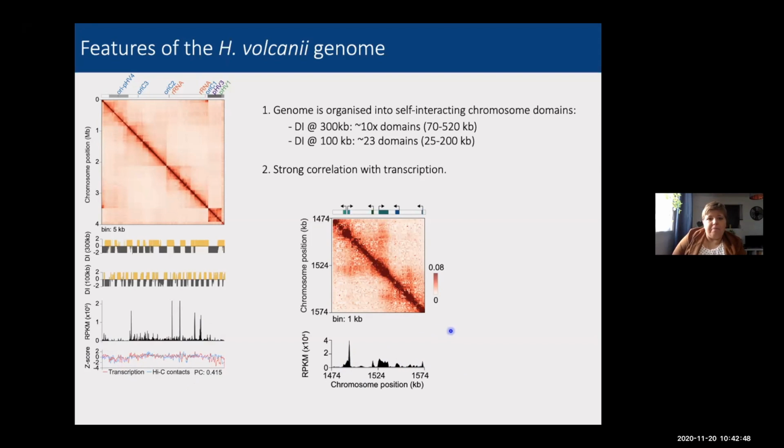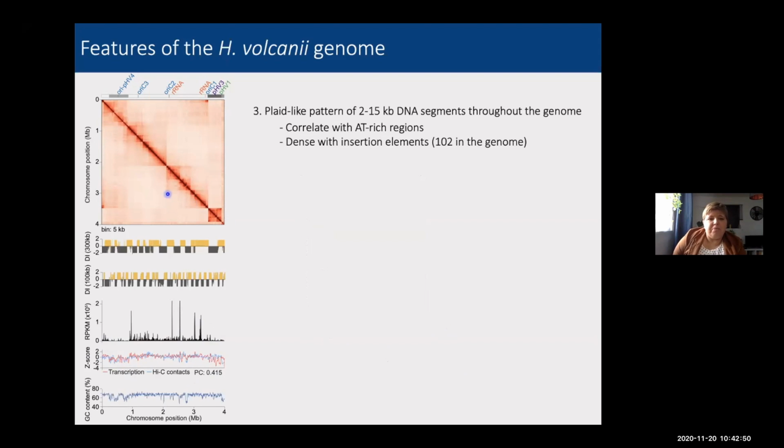And so then the third observation we made, and it was kind of hard to miss, were these plaid patterns throughout the genome. These are very similar, we also saw plaid patterns in eukaryotes and in the Crenarchaea, but these are much smaller. They're only 2 to 15 kb in size. And upon first inspection, they really seem to correlate with regions of, as I said, these AT rich islands. So if we look at the genome GC content down here, you can see that there are dips. Mostly it's about 70%, but sometimes it dips down to about 50 or 45.